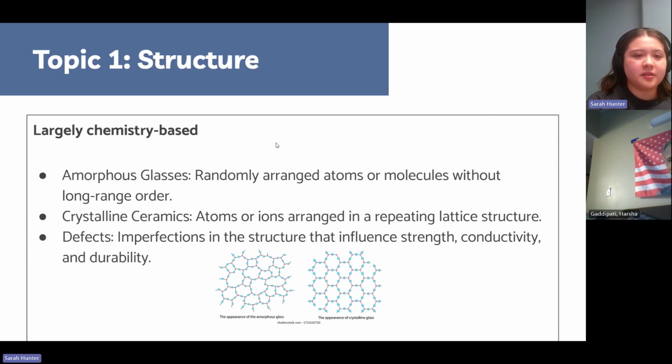One of the more difficult topics in this event is structure, which is the first topic they listed. It's letter A on the rule sheet if you want to look at that. Some of the main things that they could test you on are amorphous glasses, crystalline ceramics, and also defects. For amorphous glasses and crystalline, we have a diagram at the bottom of the slide here showing the difference between amorphous and crystalline glasses.